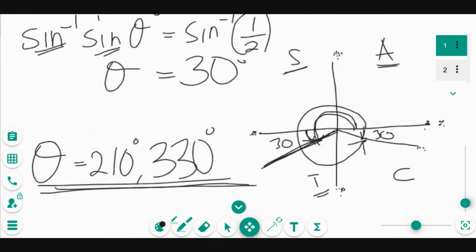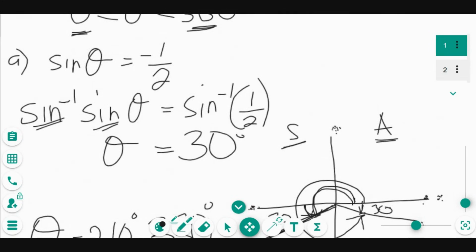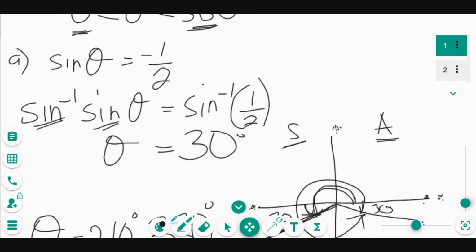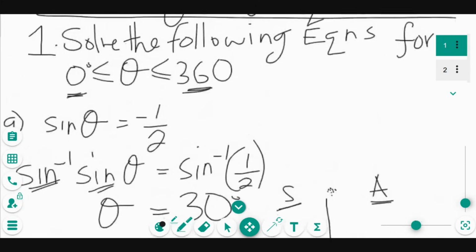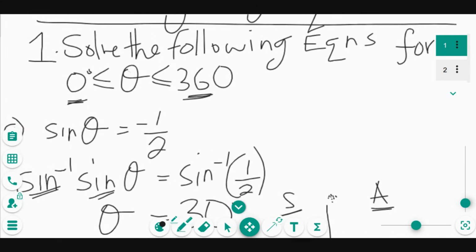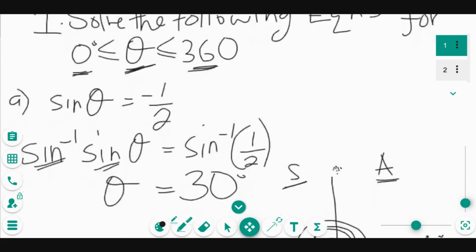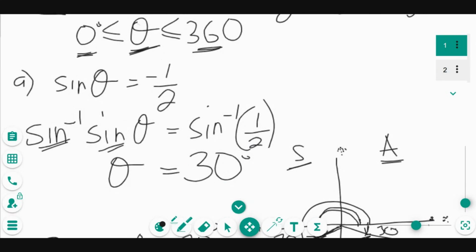Okay, so that was the first example, a short recap. Our equation was very simple: sine theta is equal to negative a half. To get the value of theta, remember we were asked to solve the equation for 0 to 360. So we are finding the values of theta, and I want to remove the trig function from theta. So I have sine theta is negative a half. What I do is introduce sine inverse on both sides. Sine and sine inverse cancel out.